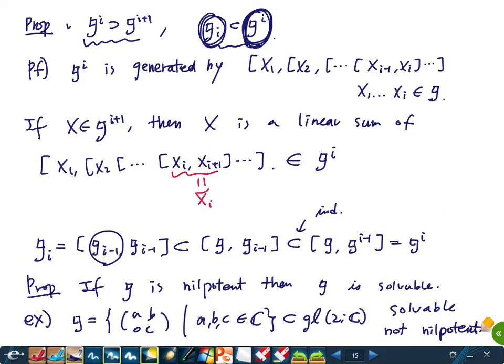You can prove it yourself, or you can just read the textbook. So nilpotent is stronger. All right. Okay. Then now we see some connection between Lie algebra and Lie groups.